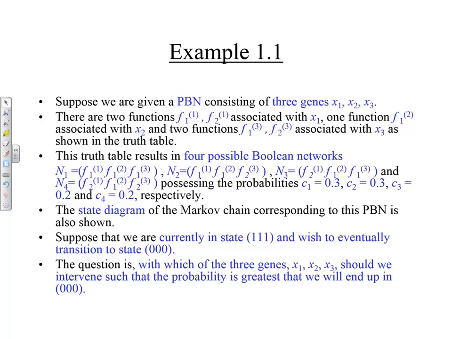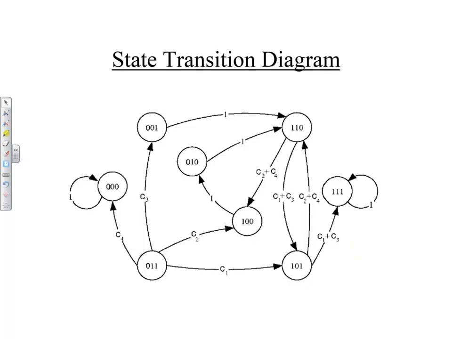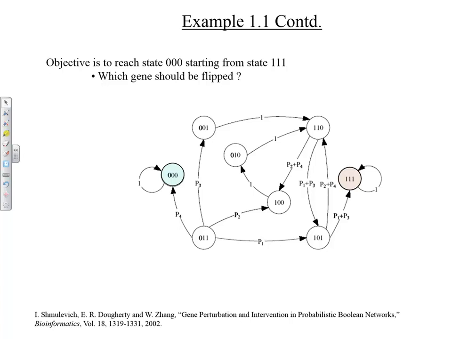So as I said, suppose that you're currently in state 1, 1, 1, and let's say that corresponds to cancer, and you wish to eventually transition to state 0, 0, 0. The question is, with which one of the 3 genes, X1, X2, X3, should you intervene such that the probability is greater that we'll end up in 0, 0, 0? All right, any questions? So your objective is basically to reach 0, 0, 0 starting from state 1, 1, 1. So which gene should be flipped? And this stuff is actually worked out in this paper.